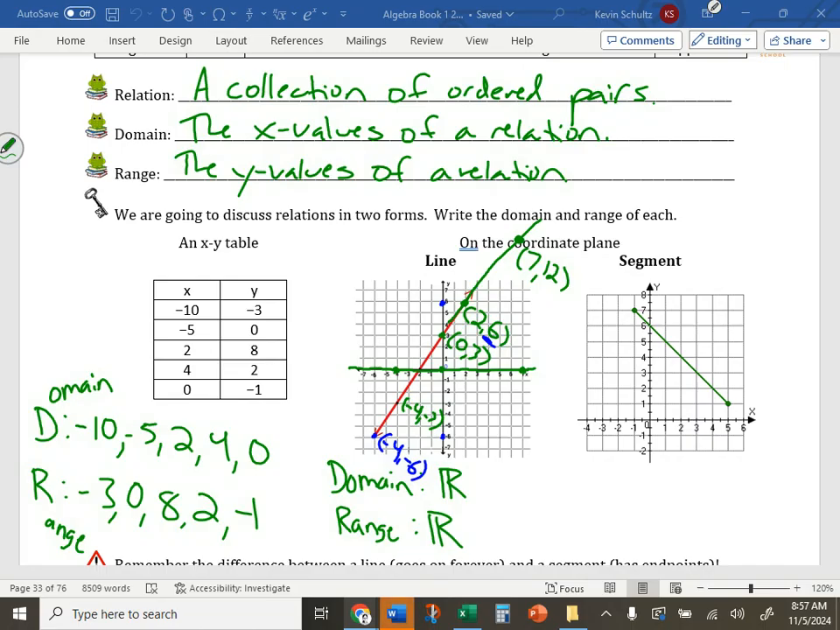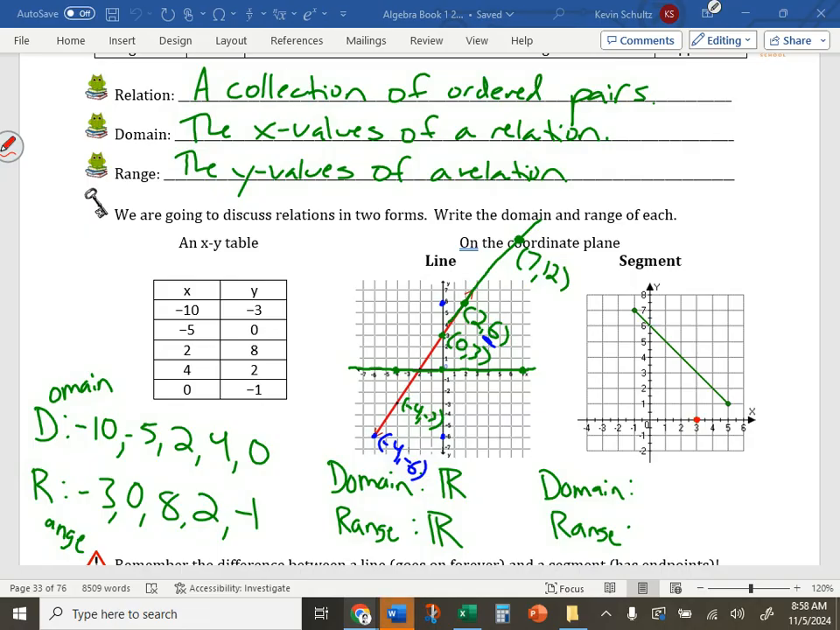Okay? Not true for a segment, however, right? With a segment, things change. Because a segment does not go on forever. Where is the x value of 3 included on the segment? At what ordered pair is 3 represented?